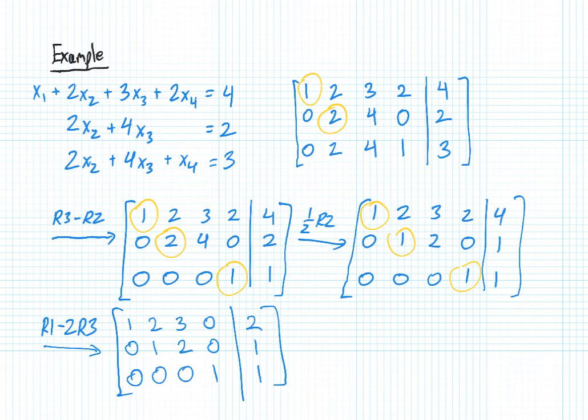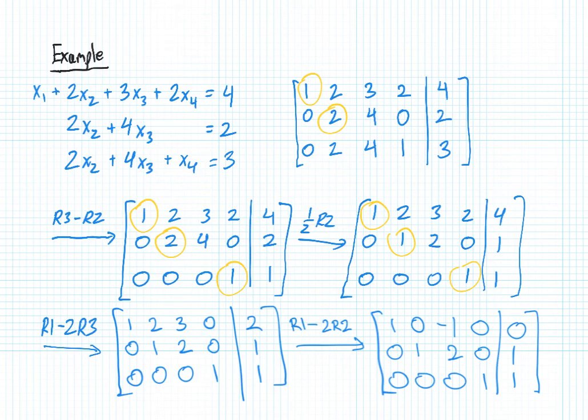And now we want to get rid of the 2 that's above the pivot in the second row. And to do that, we'll subtract 2 times row 2 from row 1. And then this is what you get. And this is in reduced echelon form. If you look at these pivots, they are all equal to 1, and each of them is the only non-zero entry in its respective column.